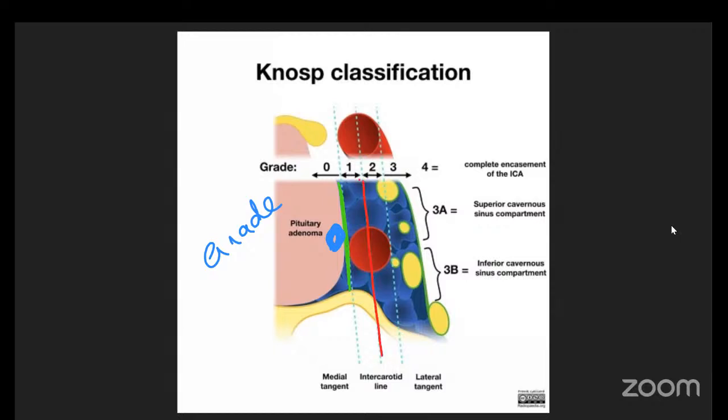This red line is the median line or the intercarotid line. Okay.